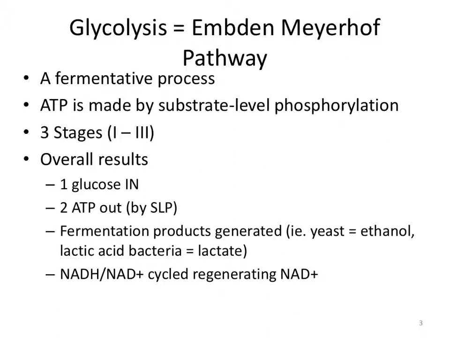For example, many yeast will produce ethanol, and the lactic acid bacteria will produce lactate as a result. These fermentation products have to be made so that NAD+, the oxidized form of NAD, can be regenerated, allowing the organism to continue running substrate-level phosphorylation. Now we're going to walk through and break apart everything that I just said.